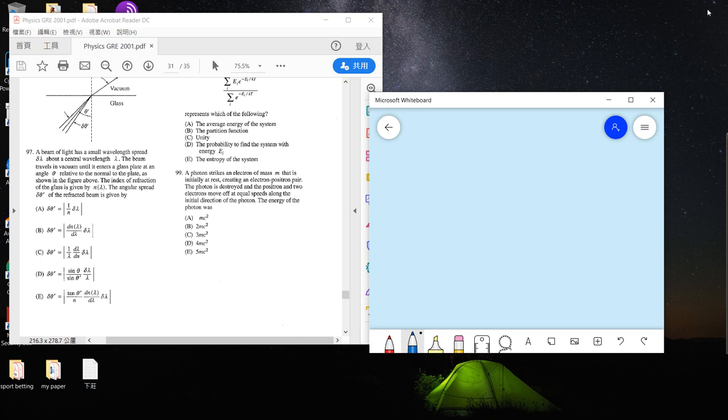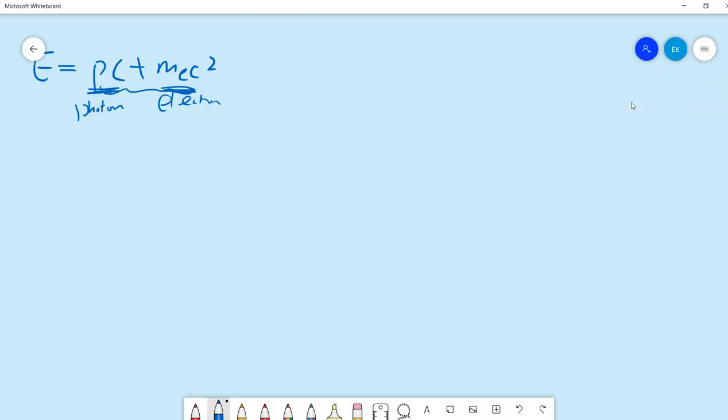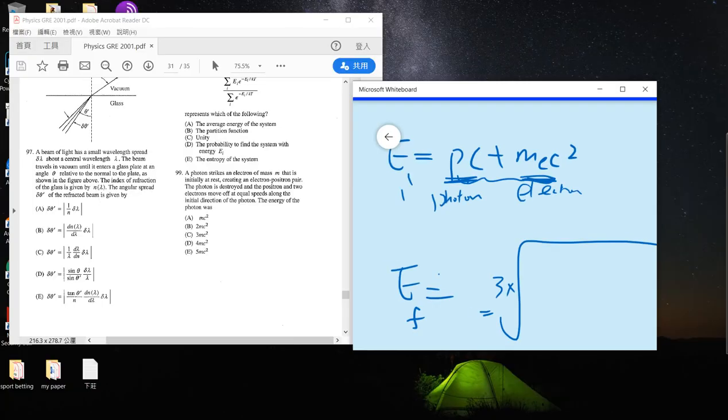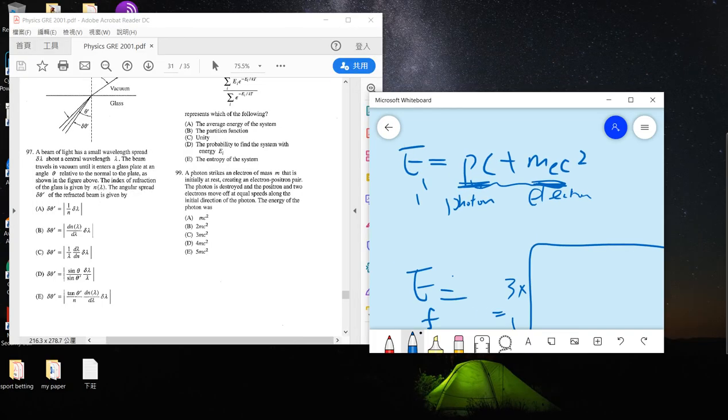Okay, I think this one is okay. So let me write down the initial. Basically, the initial is PC plus this. You have the photon striking an electron with mass. So this is the photon, this is the electron, and this is initial. This is final. In the final, you have three objects, and all three have the same speed, and the positron and two electrons have the same mass.